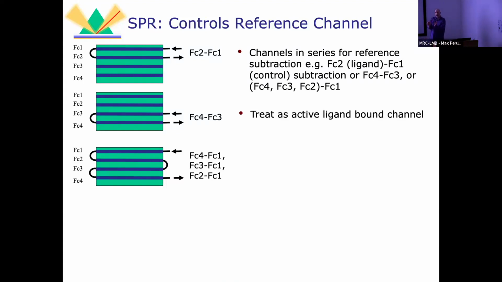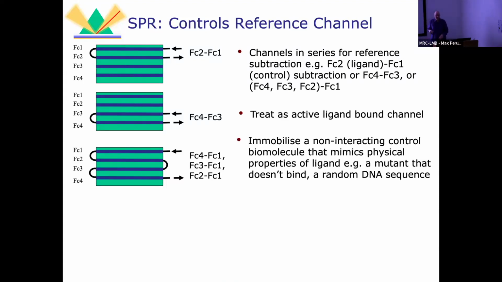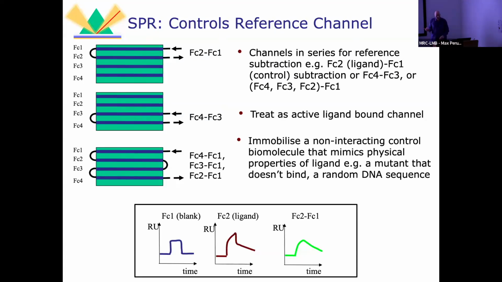So we usually treat that exactly as we treat the channel with the ligand on there. You might immobilize a non-interacting partner of your biomolecule, or a mutant protein that doesn't bind, or a random bit of DNA. And the reason for that is you just want to take away any kind of bulk changes.